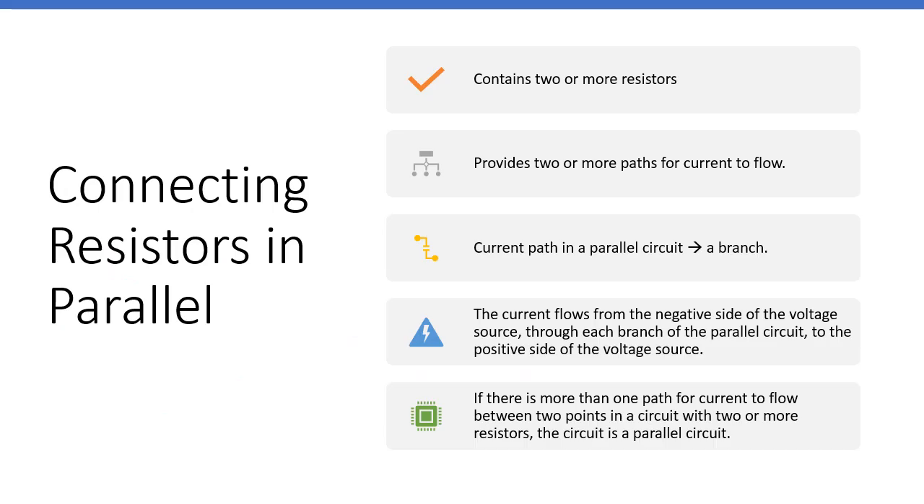Connecting resistors in parallel. A parallel circuit contains two or more resistors and provides two or more paths for current to flow. Each current path in a parallel circuit is called a branch. The current flows from the negative side of the voltage source, through each branch of the parallel circuit, to the positive side of the voltage source. If there is more than one path for current to flow between 2 points in a circuit with two or more resistors, the circuit is a parallel circuit.